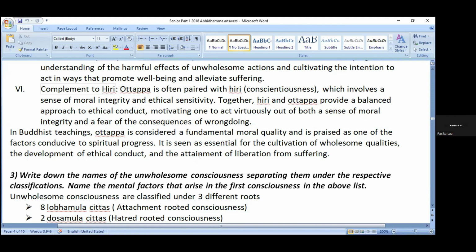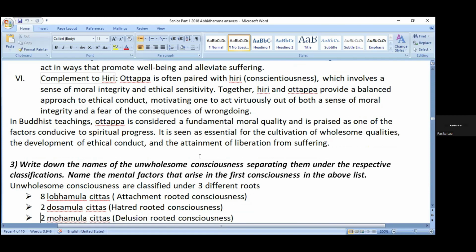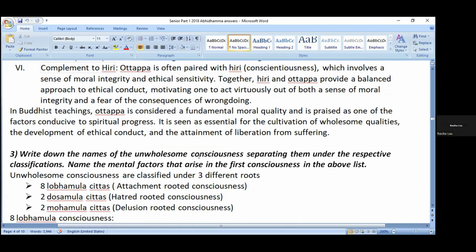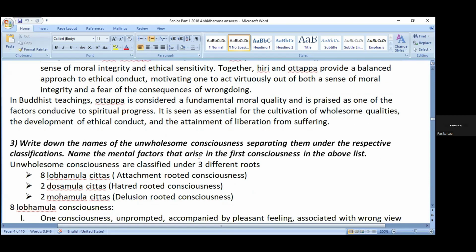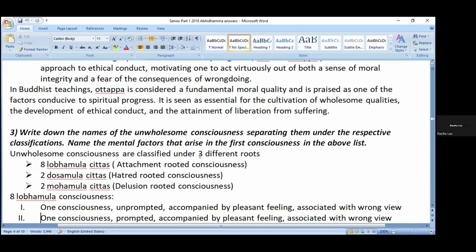So I'll give this to you. What is inside, under Year 1, is that there are 8 Lobha cittas, attachment-rooted consciousness. Then you have 2 Dosa-mula, hatred-rooted consciousness, and 2 Moha-mula, delusion-rooted consciousness. Okay, you have to remember, if such a question comes up, all the names of the 8 Lobha consciousnesses. Okay? The first one: unprompted, accompanied by pleasant feeling, associated with wrong view.